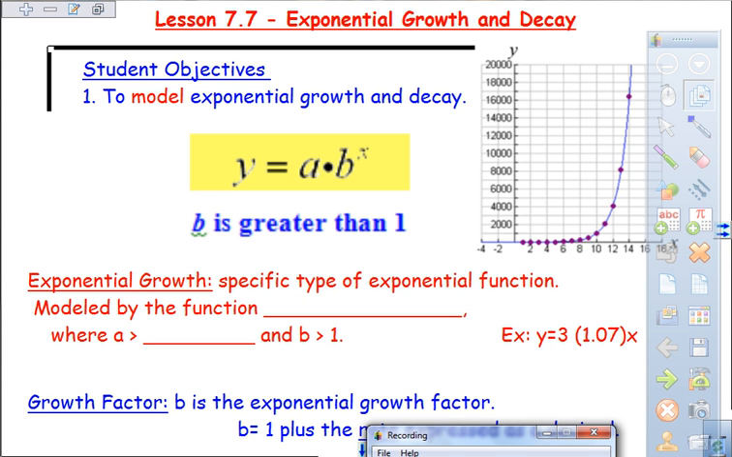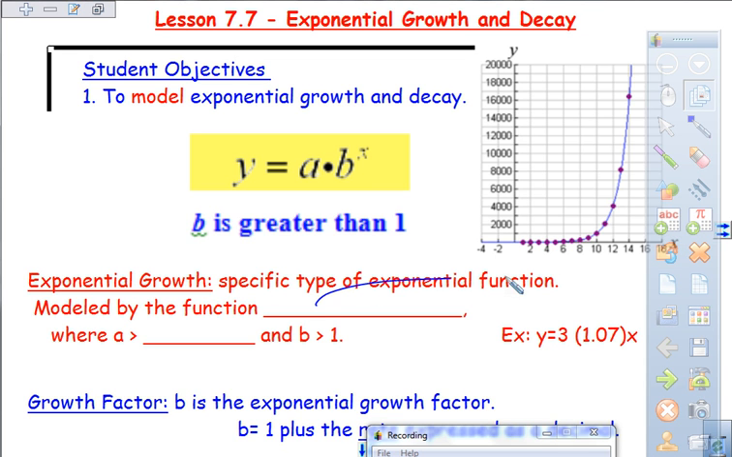Algebra, Lesson 7-7, Exponential Growth and Decay. Our goal today is to model exponential growth and decay. Here is the formula. Y equals A times B to the X. And today we're going to focus on growth in these first few examples. So that means that B is going to be greater than 1.